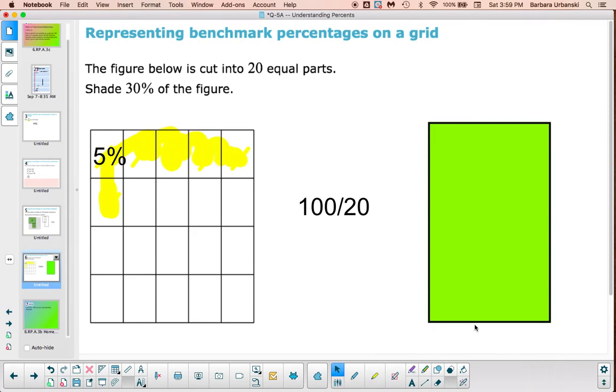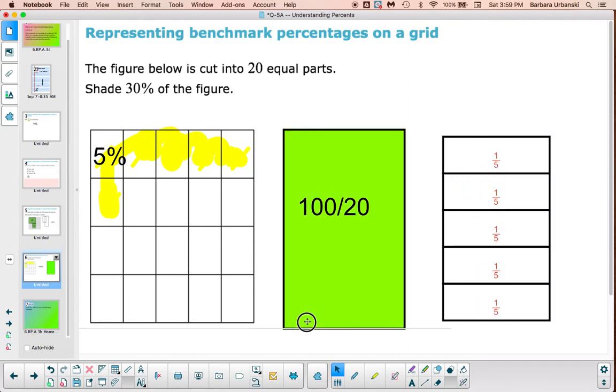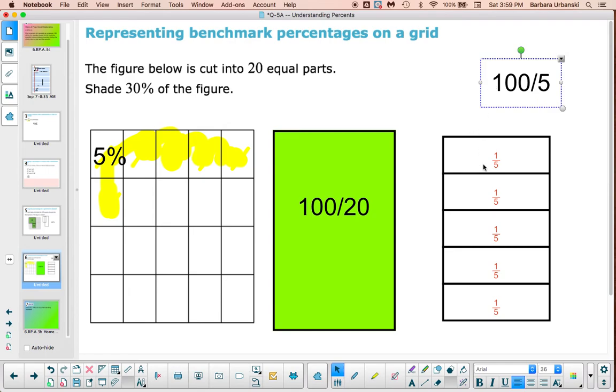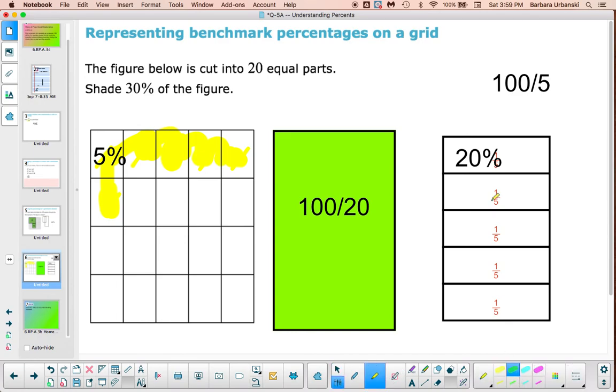Now, just so you don't confuse things, let's take a look if we had another shape here. If it were only cut into 5 equal pieces, the whole thing would be 100%, but now in this case you'd take your 100 and divide it by 5, and that means each one of these would be 20%. So if they asked you to shade 40%, you would take your highlighter, that would be your 20, and that would be your 40. And that is it.